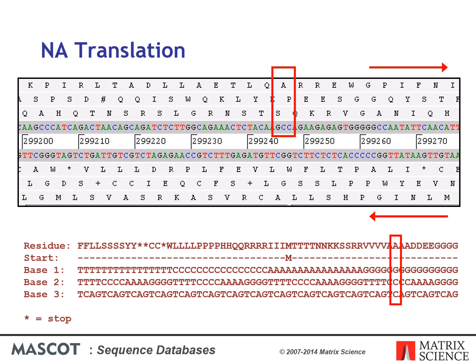When we search a nucleic acid database, Mascot always performs a 6-frame translation on the fly. That is, 3 reading frames from the forward strand and 3 reading frames from the complementary strand.